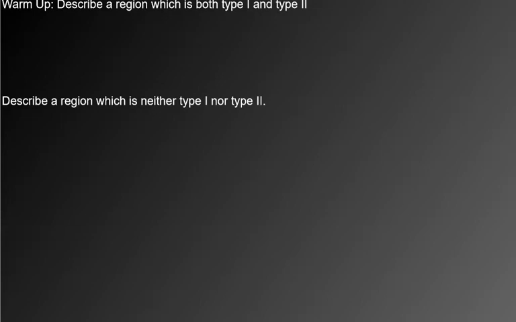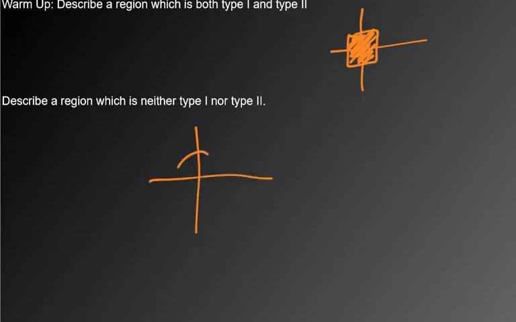So we have a lot of regions which are actually both type 1 and type 2. Probably the easiest ones are things like a square or rectangle. This is really easy to do a double integral with. You can do it as a type 1 or a type 2. But if you imagine a circle, that is something that's neither type 1 or type 2, right?